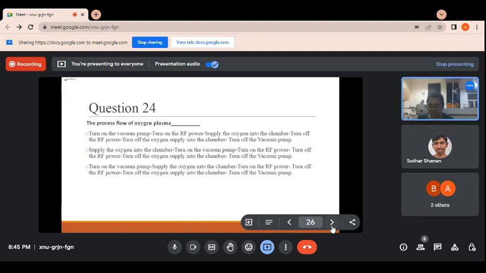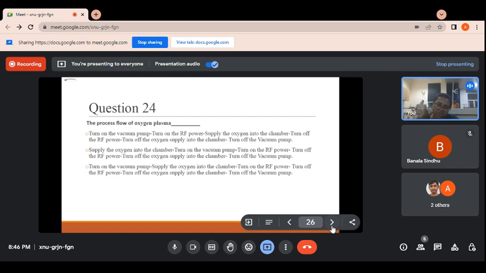Banala Sindhu, have you got the answer? Yes, ma'am. So first we have to turn on the vacuum pump. When the rough vacuum is generated, we supply the oxygen into the chamber. Then after giving the oxygen into the chamber, we have to turn on the RF power. So we have to give some power.